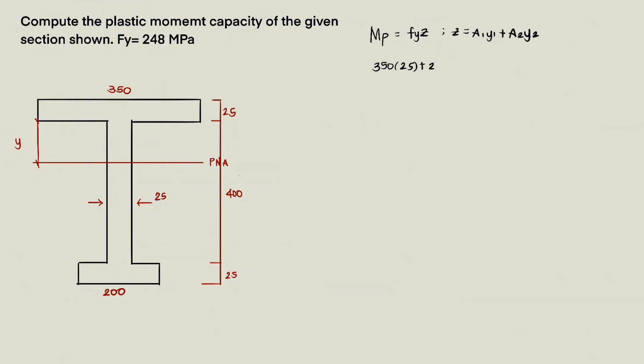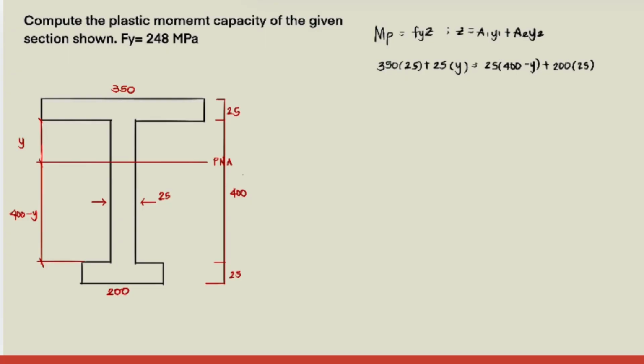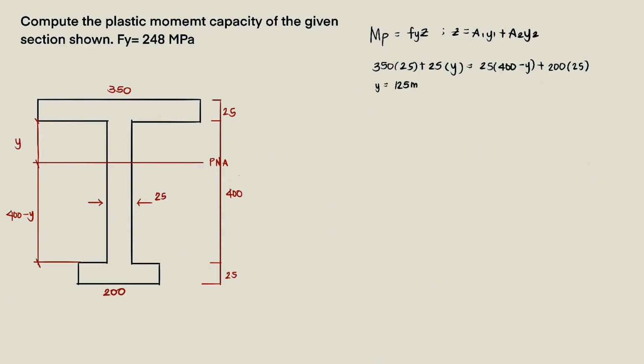Let us first solve the one on top. That is equal to 350 multiplied by 25 plus our base here, which is 25, the height, which is y, is equal to the bottom. This means that the bottom height is 400 minus y. So for the bottom, we have a base of 25 multiplied by 400 minus y, plus this one at the bottom that has a base of 200 and a height of 25. So the value of y is now equal to 125 millimeters.